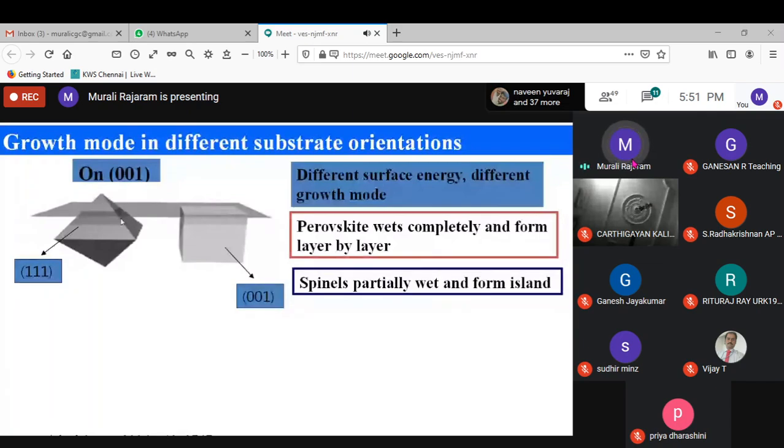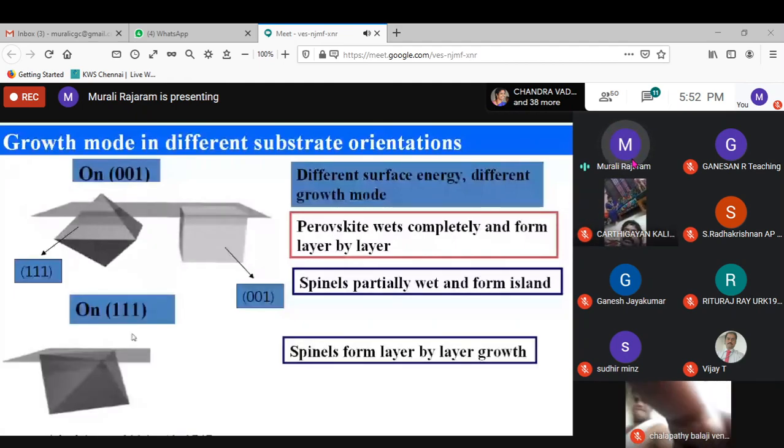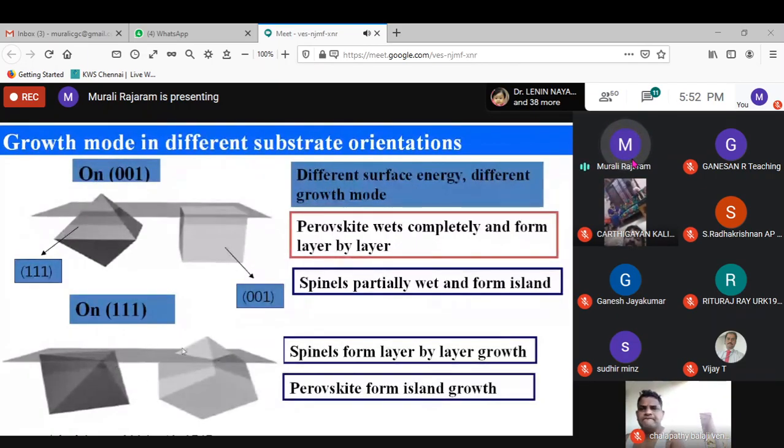On a 001 substrate, the spinel wets partially, as an island. So one grows layer by layer, which forms the matrix, and the other wets partially and grows as a nanostructure. So this is the mechanism on a 001 substrate. If you change the orientation of the substrate to 111, the spinel wets completely and grows layer by layer. That's why your spinel grows as a matrix, and then your perovskite wets partially and grows as islands. That's why it forms nanostructures on a 111 oriented substrate.